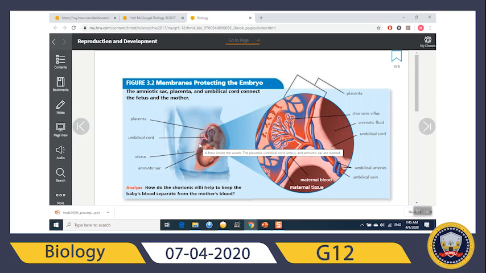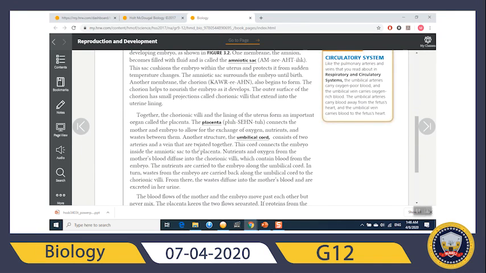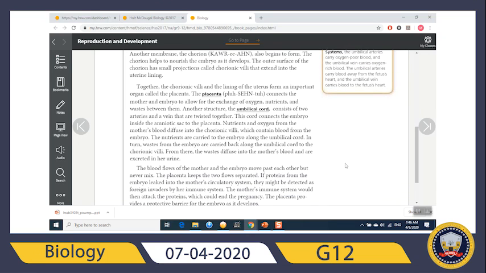Now, this is the placenta. You see this smooth, faint structure or tissue. This is the placenta. The placenta is the market between the fetus and the mom. Here the exchange of waste, nutrients, and oxygen will occur. Now we have the umbilical cord. The umbilical cord consists of two arteries and a vein that are twisted together. The cord connects the embryo inside the amniotic sac to the placenta.